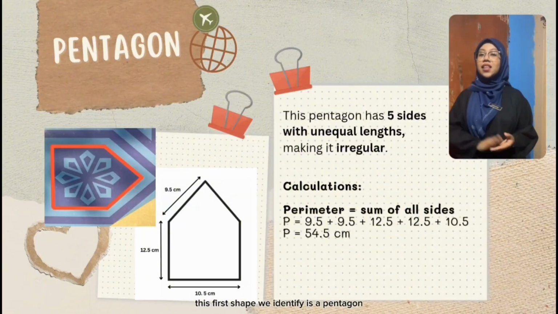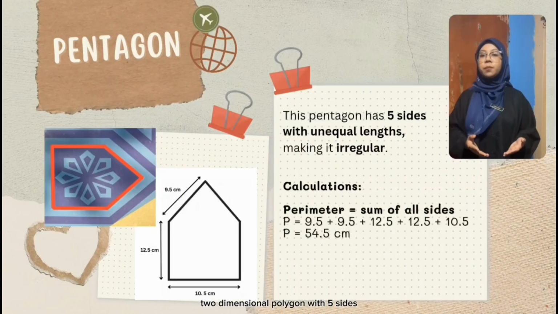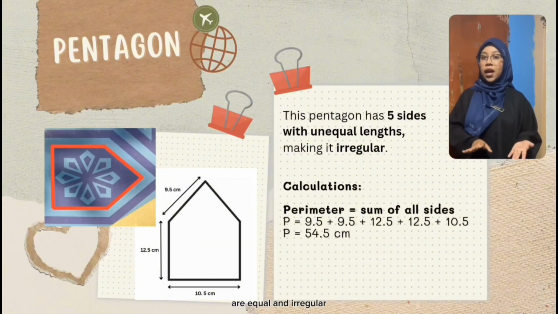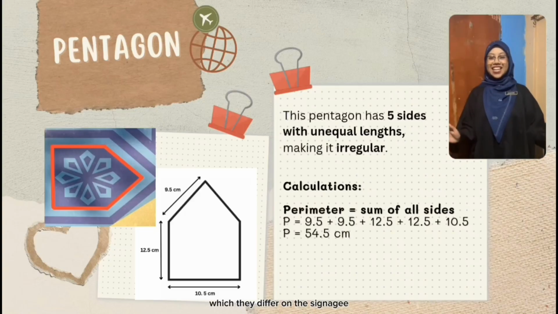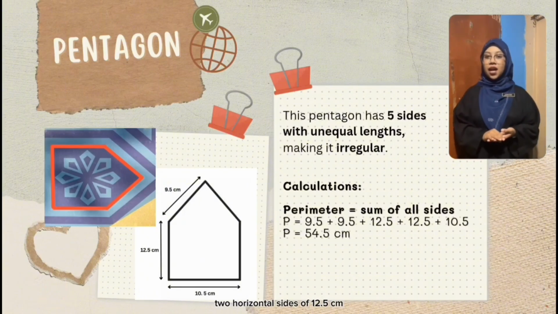First, pentagon. This first shape we identify is a pentagon, which is a closed two-dimensional polygon with 5 sides and 5 angles. There are two types of pentagons: regular, where all sides and angles are equal, and irregular, where they differ. On the signage, the pentagon is irregular. It has two slanted sides of 9.5 cm, two horizontal sides of 12.5 cm, and a left side of 10.5 cm. To calculate the perimeter, we add all 5 sides together. And after calculating, we got that the perimeter is 54.5 cm.